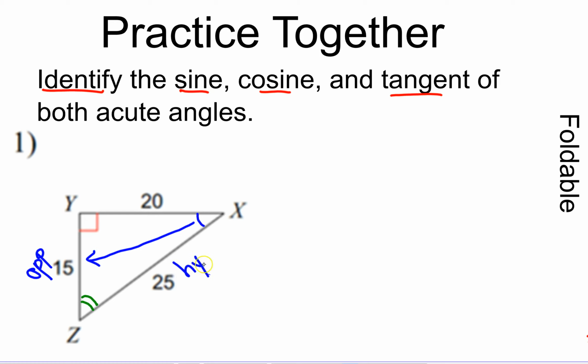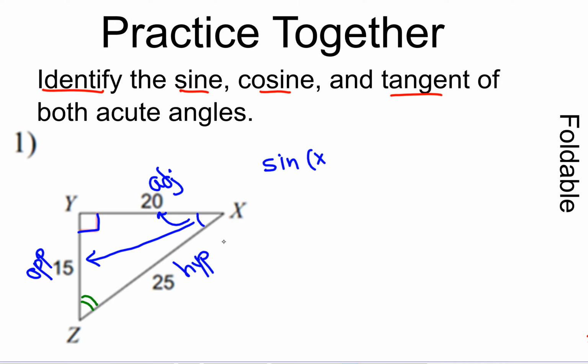25 is my hypotenuse because it's opposite of that right angle. And then 20 must be the adjacent side. So to find the sine, cosine, and tangent, I'm going to look back at my ratios that we wrote on the front of the foldable there. And those ratios are the sine of my angle. In this case, I'm looking at angle x.